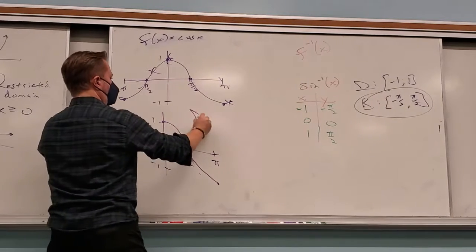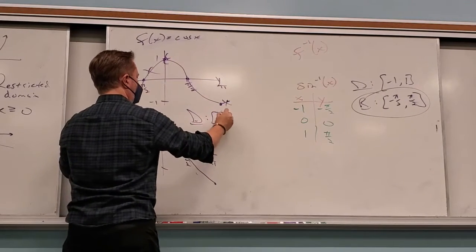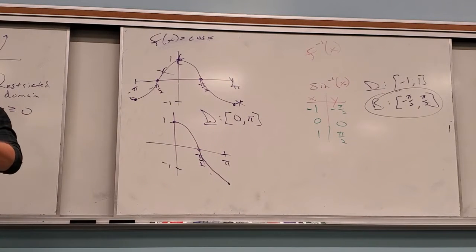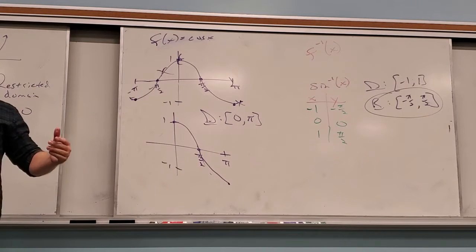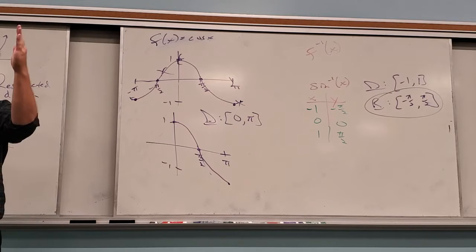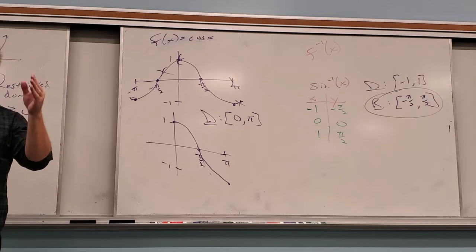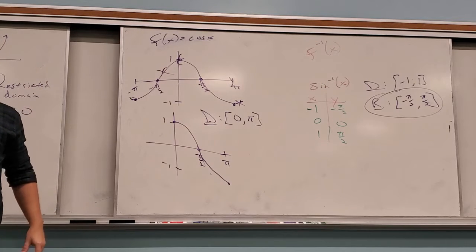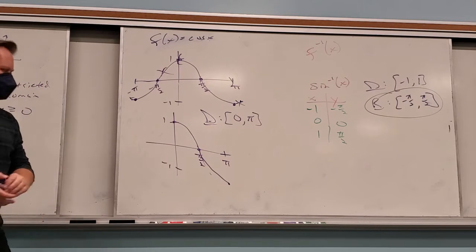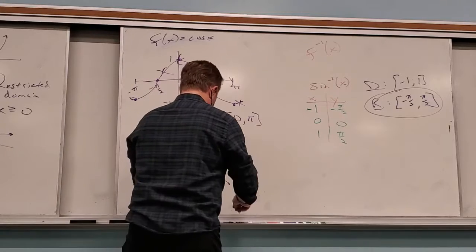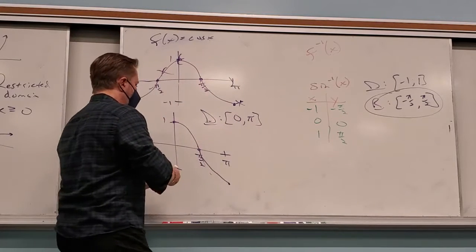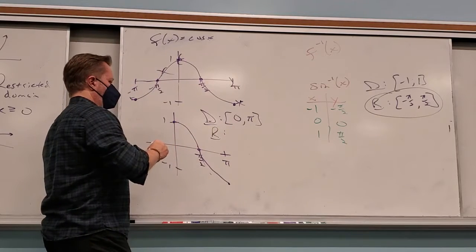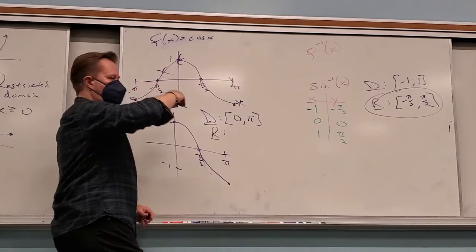So if I restrict my domain to be from 0 to pi, then it's invertible. Do you guys see that? It's got to pass the horizontal line test. It has to. So can I do something to make it pass that test? Yes, I can restrict the domain. And what's the range then? Of course, the range is still -1 to 1.